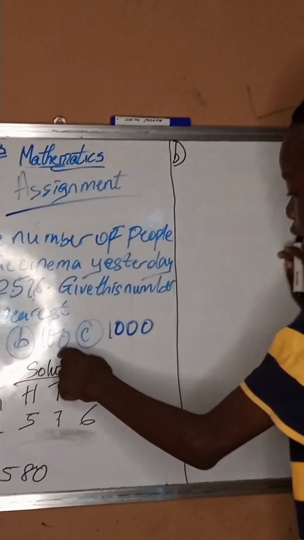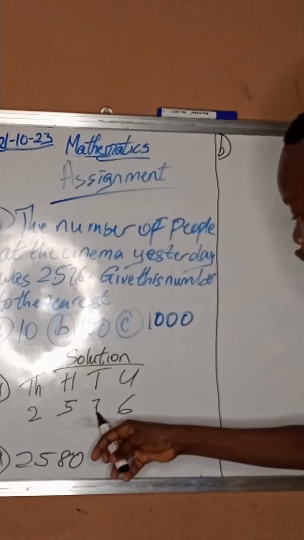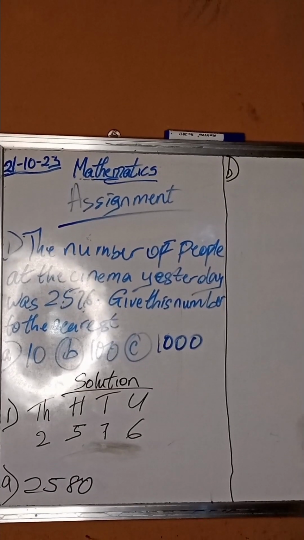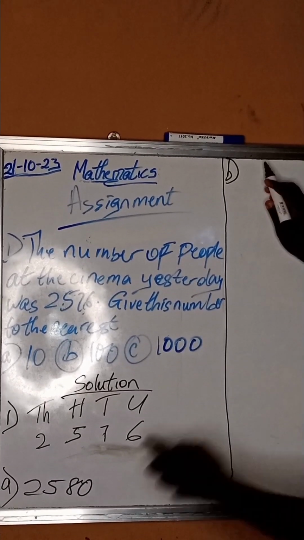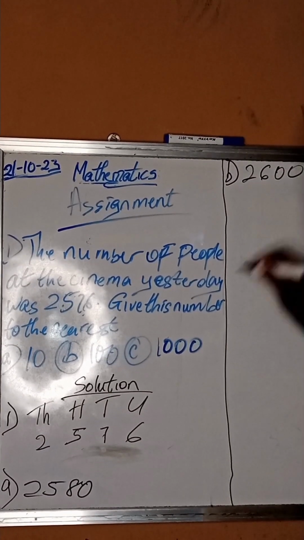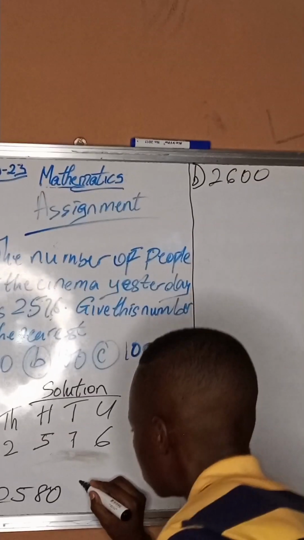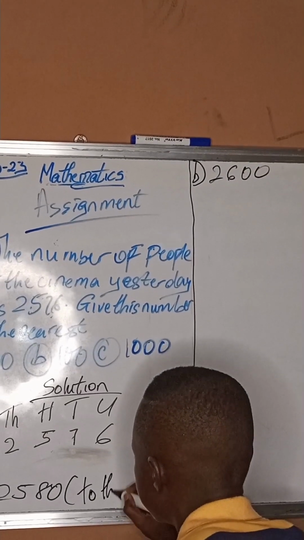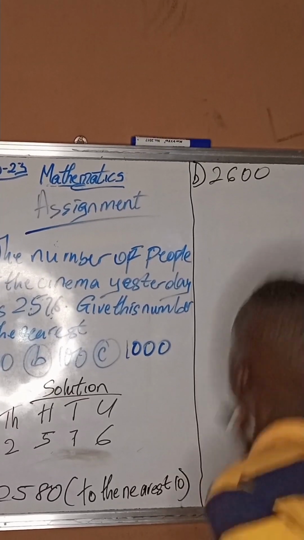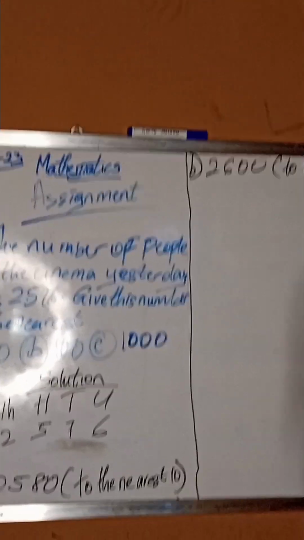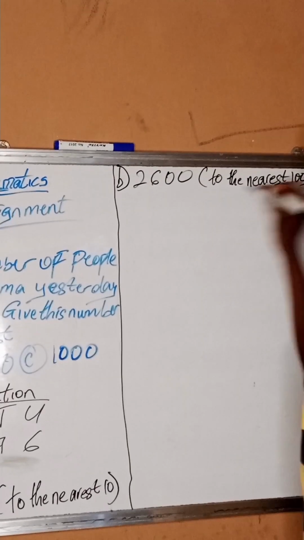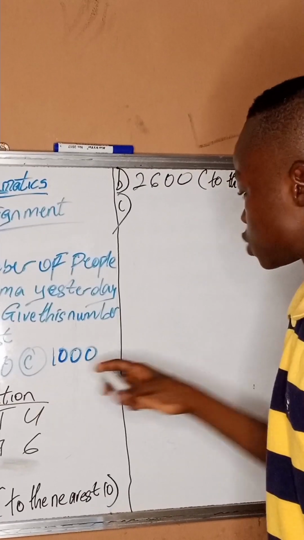To approximate this to the nearest 100, this will be the decider and this is what we approximate. So 7, is it greater than 5 or less than 5? Greater than 5. So we will add 1 to the 5. That will be 2,600. Don't forget to write to the nearest 10, to the nearest 100.